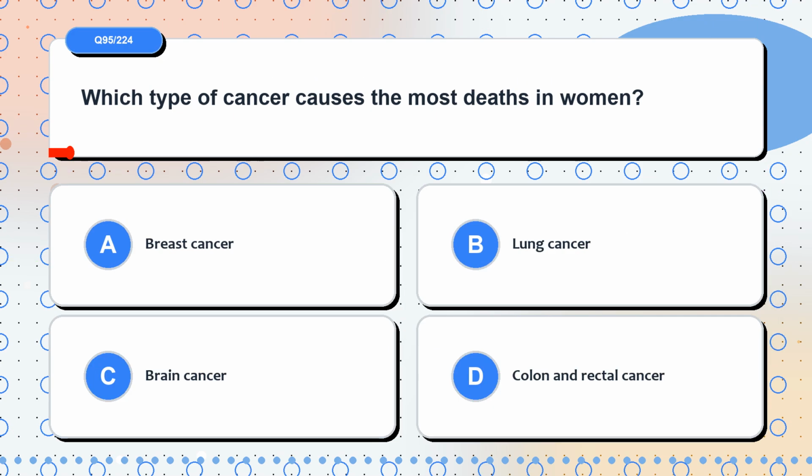Question 95. Which type of cancer causes the most deaths in women? Here are the options. Option A. Breast cancer. Option B. Lung cancer. Option C. Brain cancer. Option D. Colon and rectal cancer.